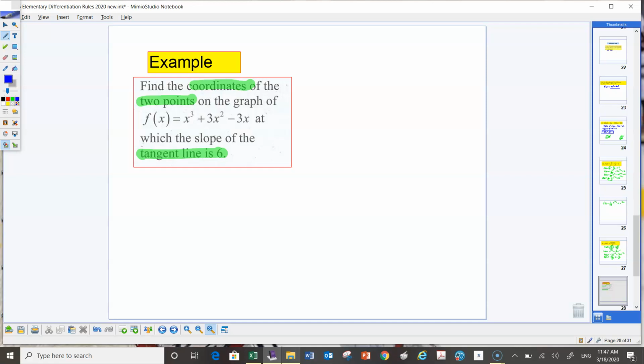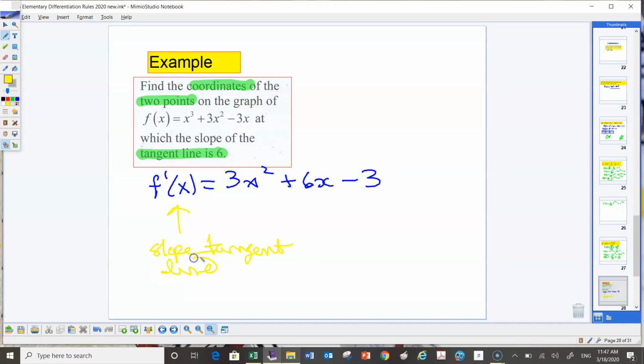So the first thing I'm going to need to do is take the derivative of my function. And I will do that using the sum and difference rule. So the derivative of x cubed would be 3x squared. The derivative of 3x squared would be 6x. And the derivative of negative 3x would be negative 3. Now, we are told that the slope of the tangent line is 6. Well, remember, this right here represents the slope of the tangent line.